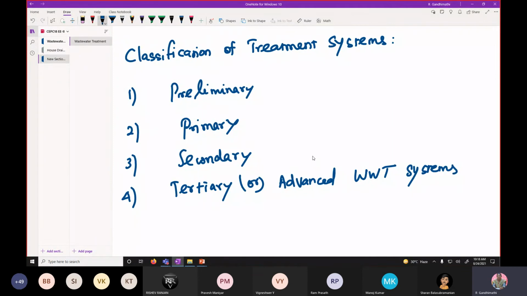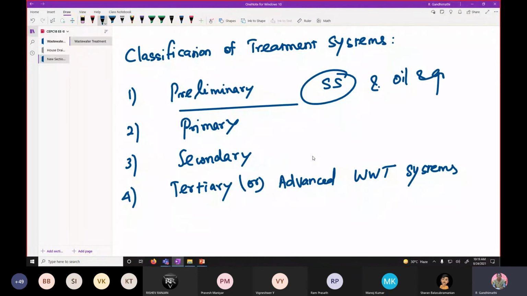Preliminary is mainly to remove suspended solids, and oil and grease, floatable materials. The preliminary and primary systems are mainly to remove the suspended solids, oil and grease, as well as grit particles. Grit particles are like a sandy type material. Then sometimes glass materials, everything is to be removed in the preliminary and primary treatment system.